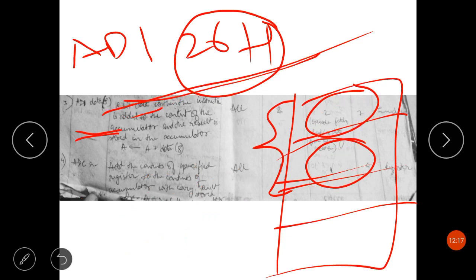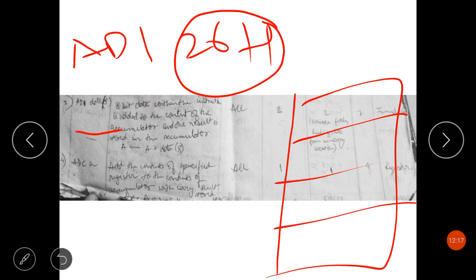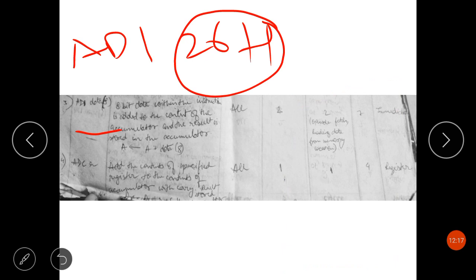Now T states. Since the opcode fetch machine cycle has 4 T states and the memory read machine cycle has 3 T states, in total the T states that the instruction needs is 7. 4 plus 3, 7 T states. So here I have also written 7 T states. And the addressing mode of this instruction: since the operand is directly mentioned in the instruction, the addressing mode of this instruction is immediate addressing mode.